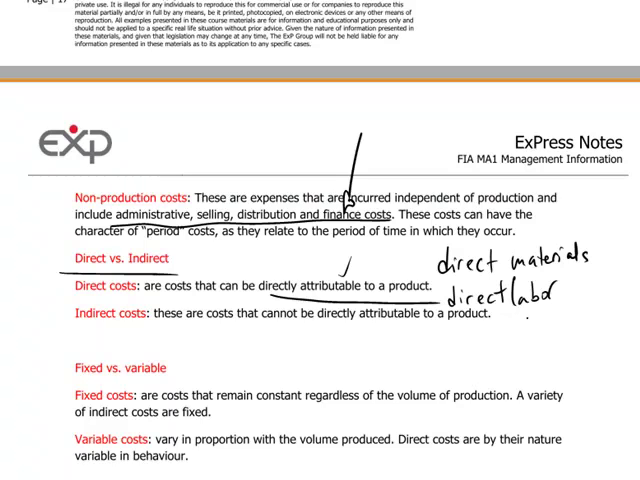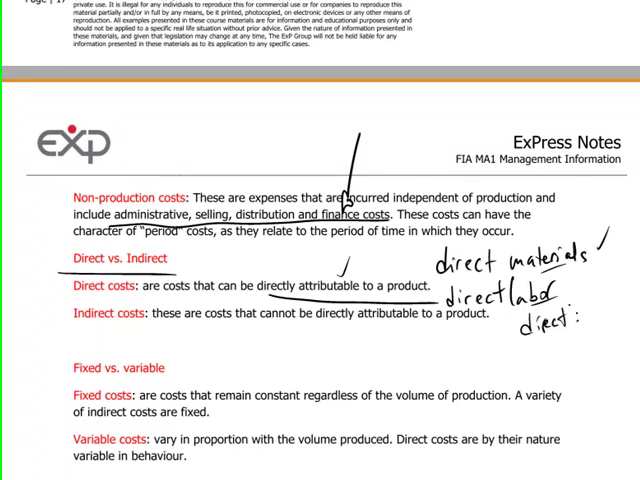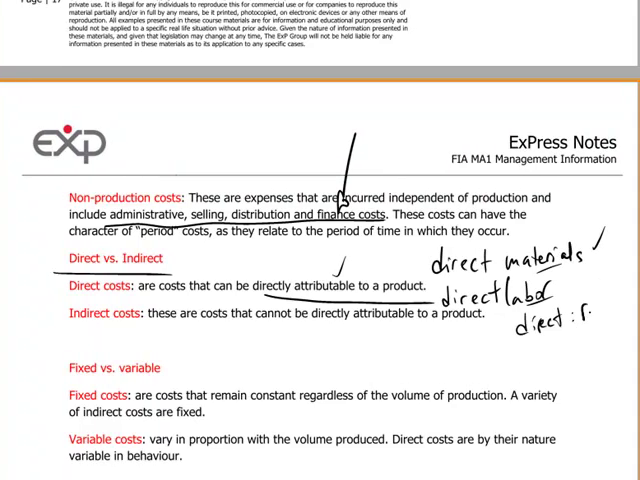There's a third category which could be other direct costs which don't fit into either materials or labor. For example, royalties which need to be paid per unit of product that's produced carries with it a specific amount of royalties. These can also be considered to be direct.